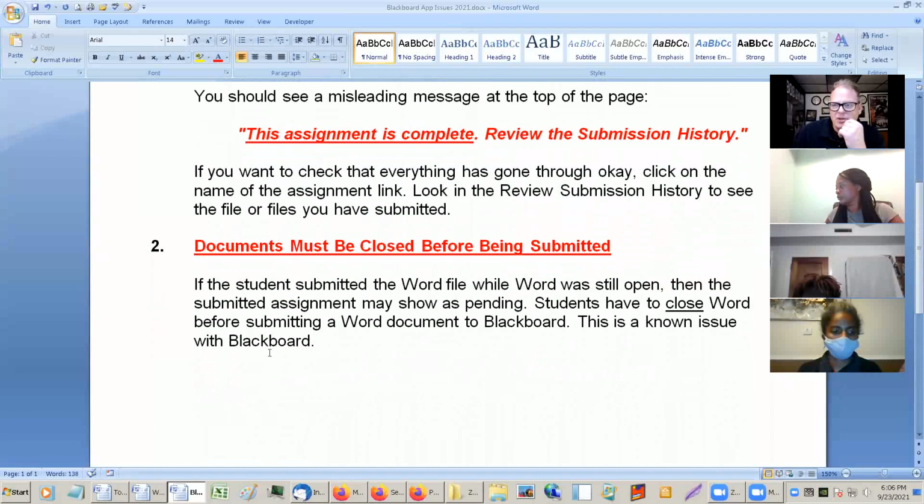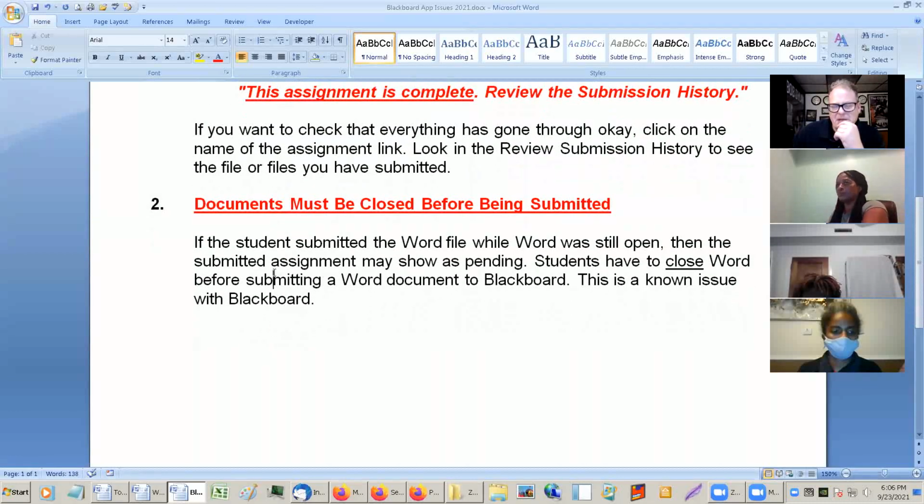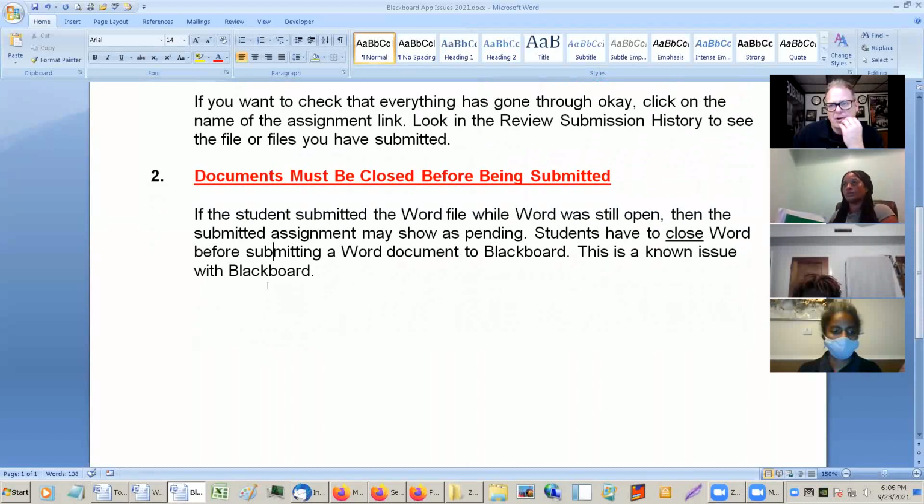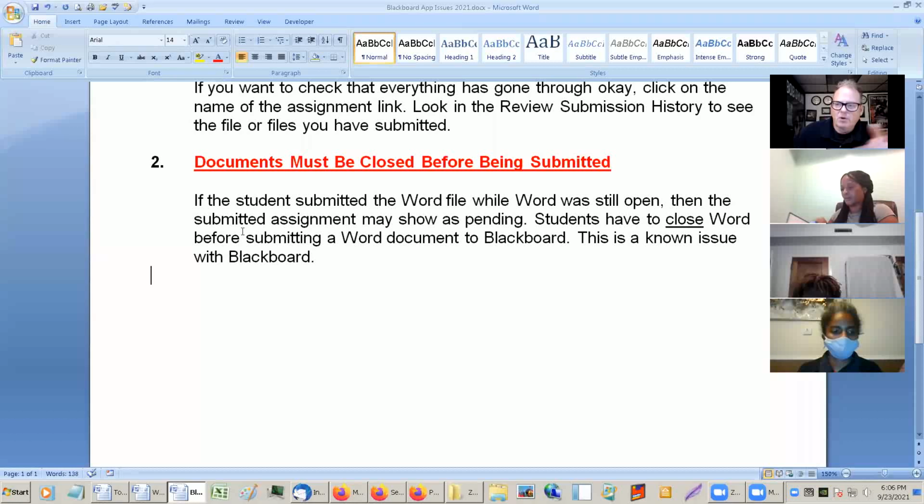The second one, I think, is the one that's catching more people. And I say this because it seems to happen when people are using the phone app for it. You do your work or whatever, and then you take pictures of it on your phone. And so this is the one I think that is more common. And that is, the document must be closed before it's submitted. For whatever reason, if you have the document open on your screen and you submit it in Blackboard, Blackboard will show it as pending to me. It's not a closed file. So when you complete the handout or whatever, make sure you close it and then submit it.